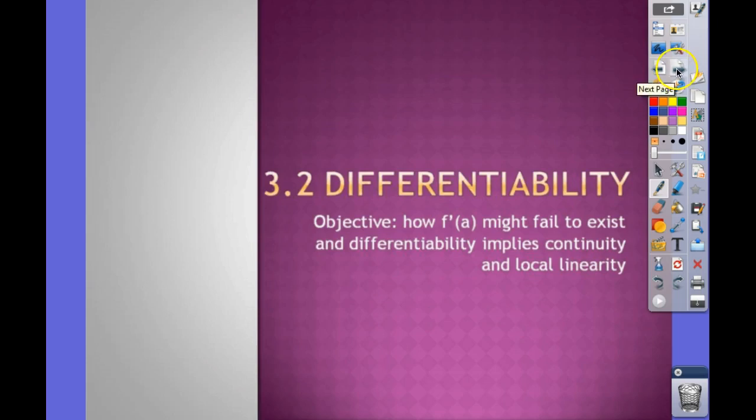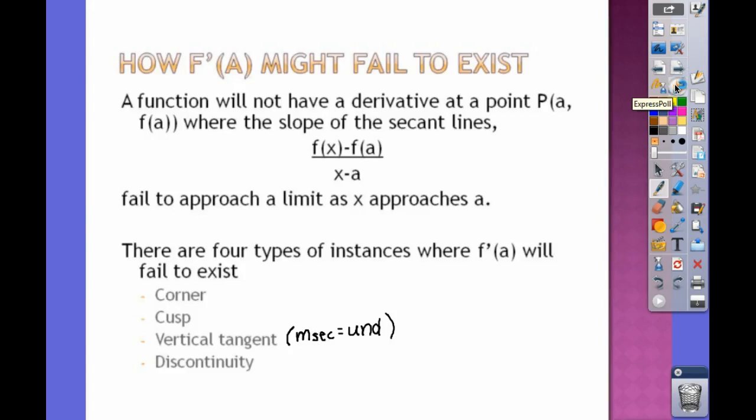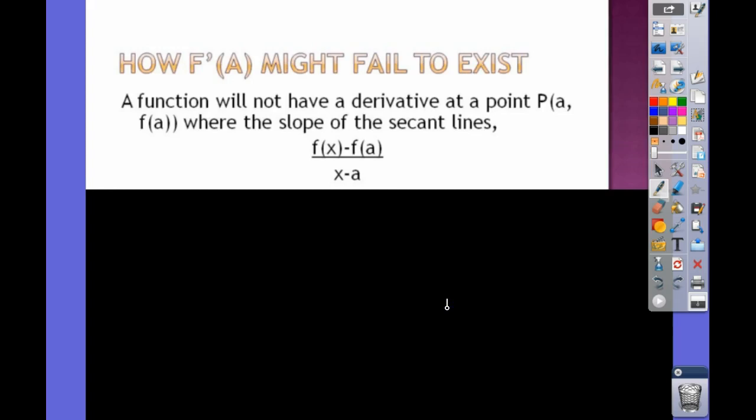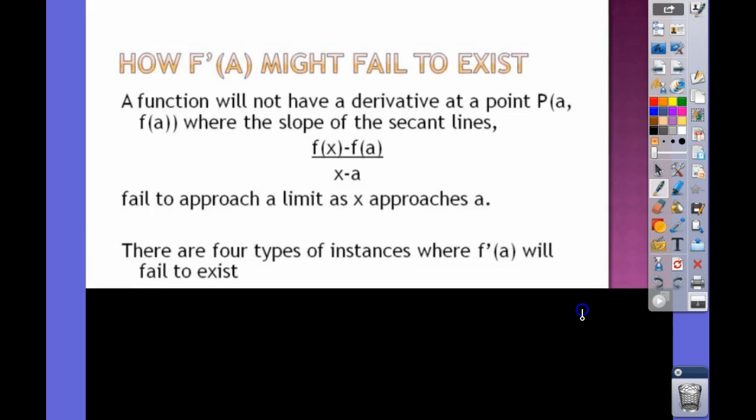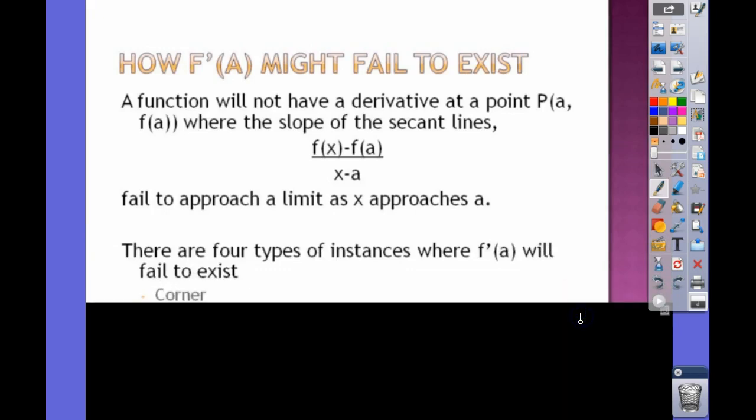Essentially we have 3 big reasons. A function will not have a derivative at a point P where the slope of the secant line fails to approach a limit as x approaches a. When will this occur? Well, this will occur if the graph has a corner.